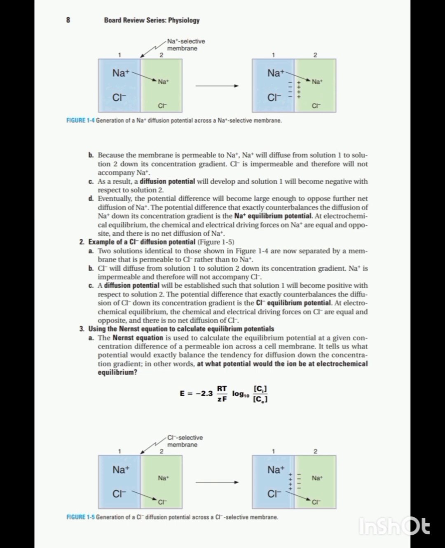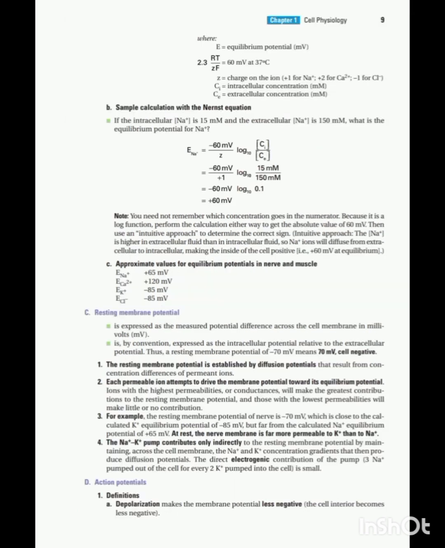And then we have the Nernst equation to calculate the equilibrium potential. That is the potential at which the ion would be at electrochemical equilibrium. Here it is calculated for sodium, that is plus 60 millivolts. And on the next page we have the approximate values for equilibrium potential in the nerve and skeletal muscles. So remember these for sodium, calcium, potassium and chloride. So we talked about the basic physics of membrane potentials, and that will help you understand the concept of resting membrane potential and action potential that I will talk about in the next video.